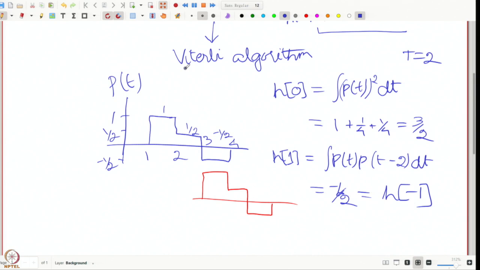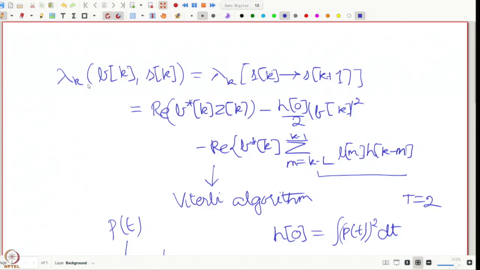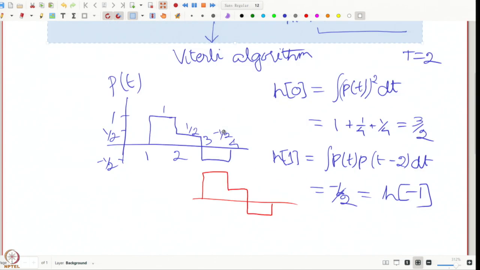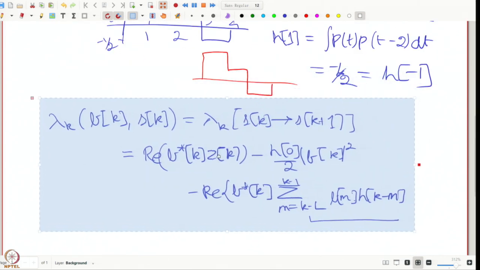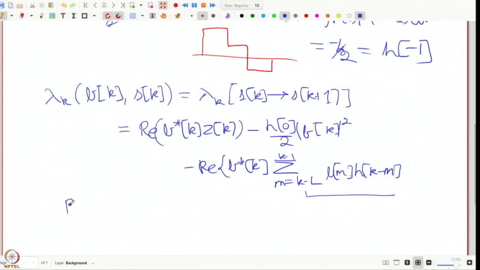Okay, now let us move ahead. This lambda k (bk, sk) gives you the incremental metric for the transition from sk to sk plus 1. Now we are going to use this, so let me just take this below, make a copy and paste it. And we are going to now perform an example, one where we are going to use BPSK. We are going to assume that b0 is always plus 1.